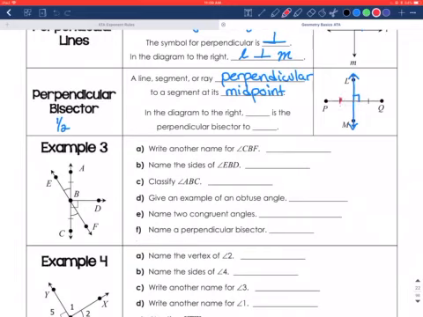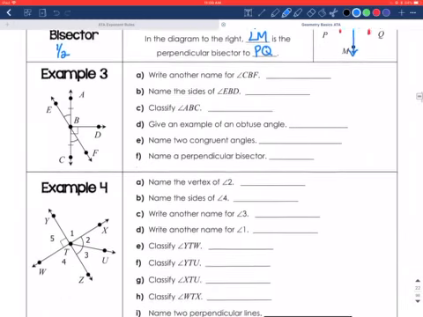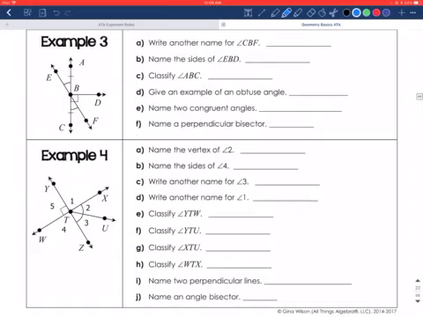And that's what those tick marks mean. Those tick marks denote congruency. All right, so in the diagram to the right, LM is the perpendicular bisector to PQ. LM is the bisector, it's the one doing the cutting.